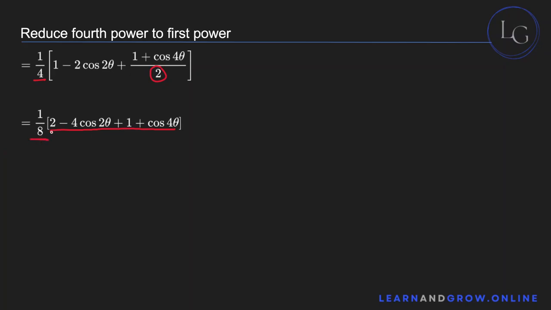And now you have a constant 1 by 8 multiplied with a linear function of theta, because there is no square term at all anywhere. And so you can just again add this 1 to this 2 and you get this. So yeah, that's how you do the question.